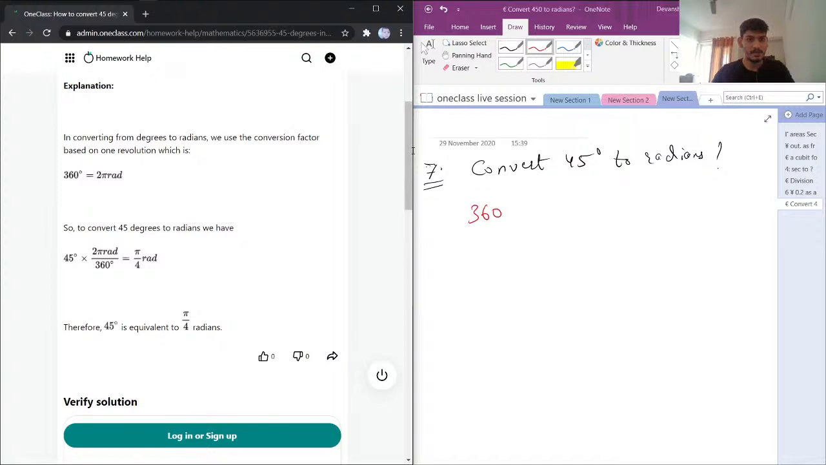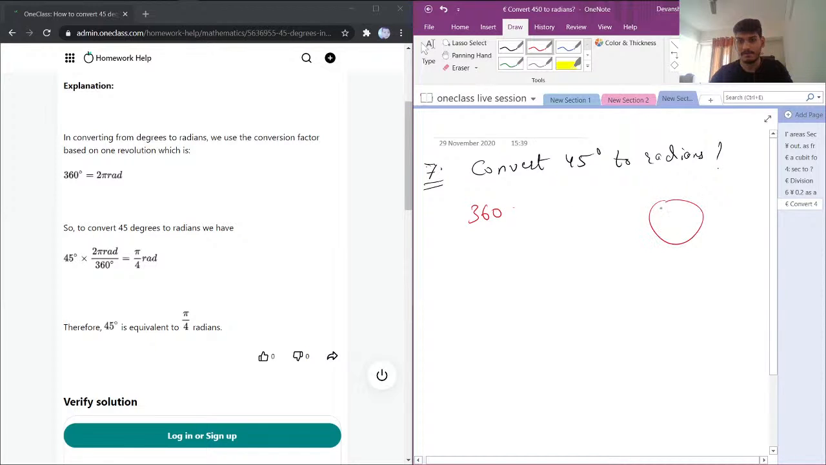So in converting from degrees to radian, we use the conversion factor based on one revolution, which is 360 degrees equals 2 pi radian. So basically if we have a circle, then if we measure the angle, this angle is 360 degrees or 2 pi in radians. Now we have 45 degrees to convert. So 45 degree is equal to, let's say, x radian.